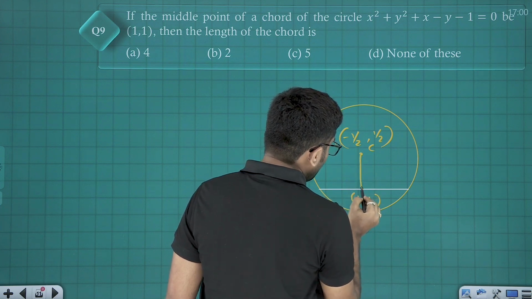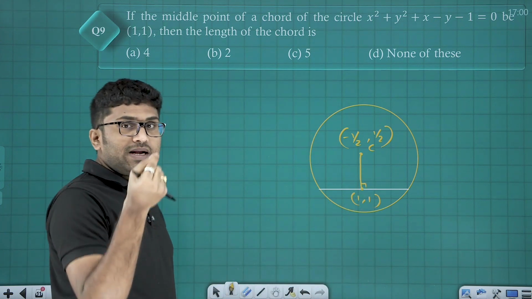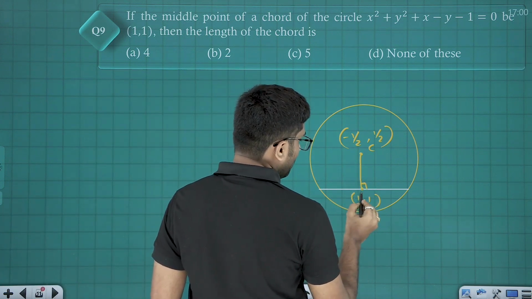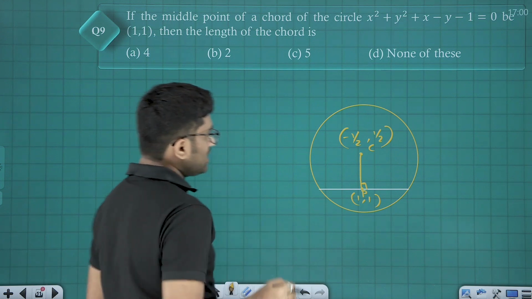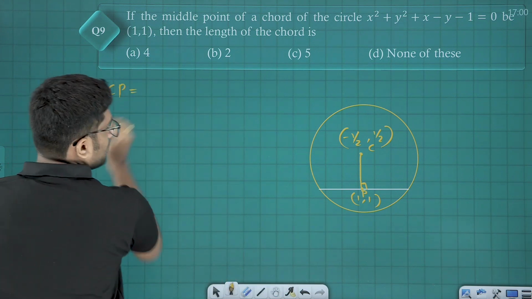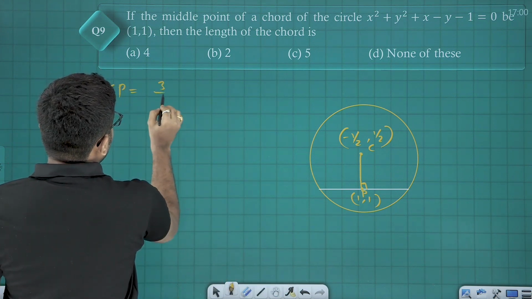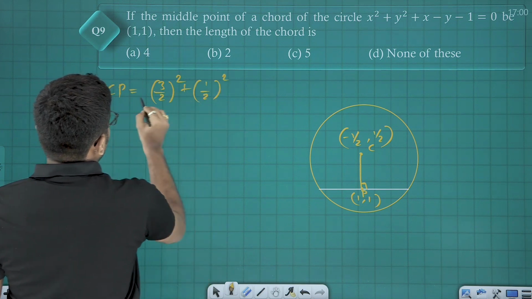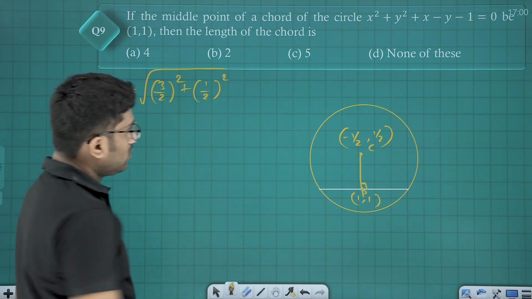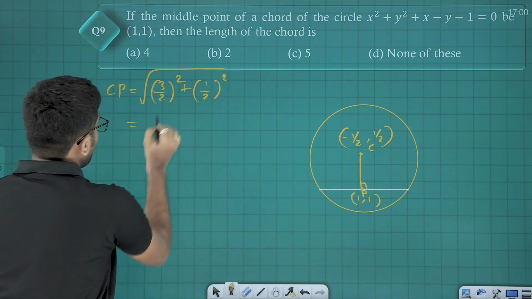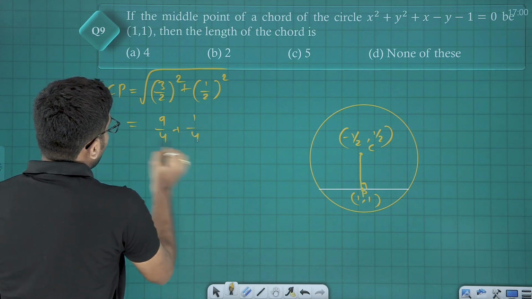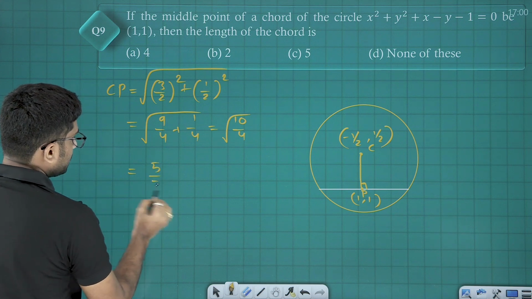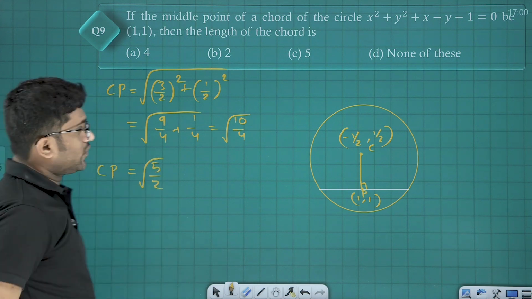First let's find this one. You know, the perpendicular drawn from the center to the chord always bisects the chord. So this CP will be perpendicular for sure. Okay. Now what is the CP distance? CP will be the square root of (1 plus 1 by 2, that is 3 by 2) whole square plus (1 minus 1 by 2) whole square. Clear? So this is 9 by 4 plus 1 by 4, 10 by 4, root 5 by 2. CP is equal to root 5 by 2.